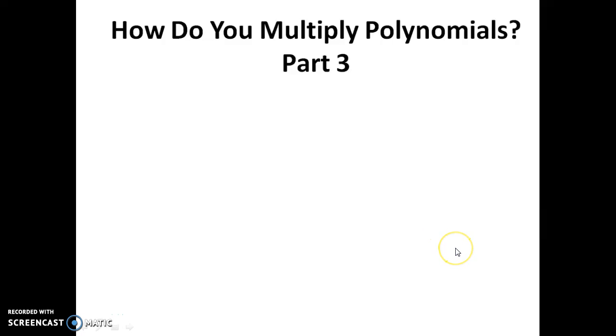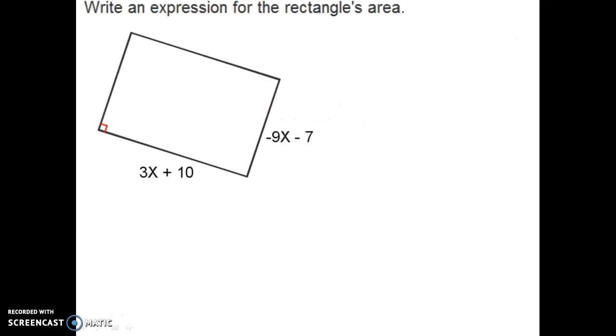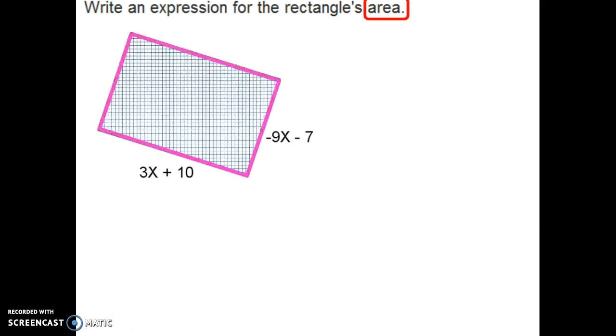In this video, we will take a look at how do you multiply polynomials, part 3, and part 3 is going to focus on geometry. So we're going to take a look at some areas and some perimeters here. Write an expression for the rectangle's area. Remember that area is the space inside the rectangle, so that's what we're going to find.